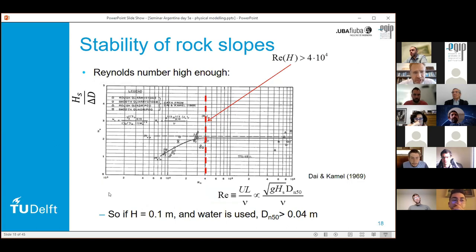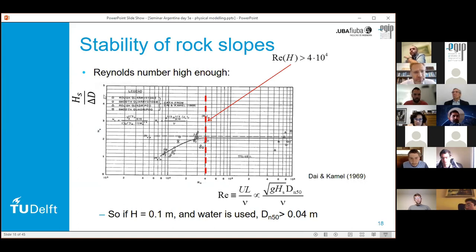And typically this graph is used. This was made in 1969, again in a large flume and a small flume in the United States. It is the same time as Hudson. And we can see here the stability number again. So these are all tests on the same structure. And here we can see the Reynolds number, and in this case, that is defined like that, with a wave height, a diameter, and a kinematic viscosity. And this line gives the critical value for the stability number.